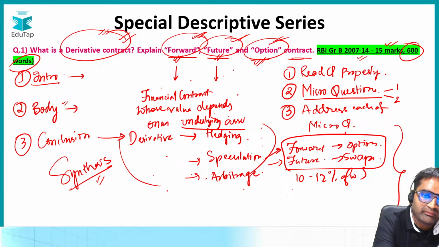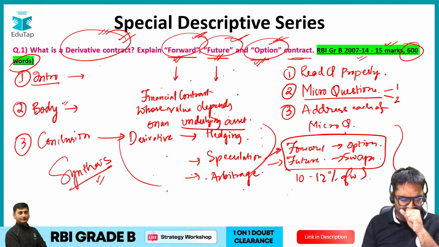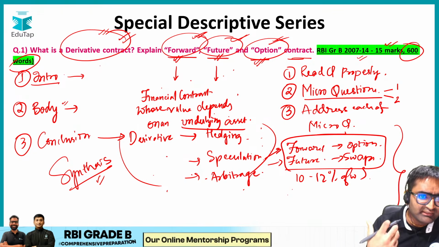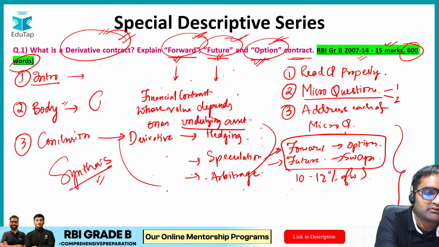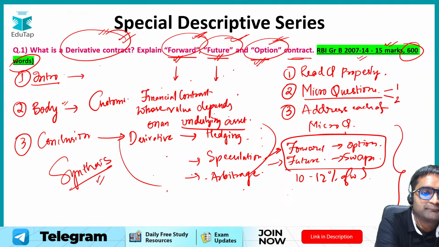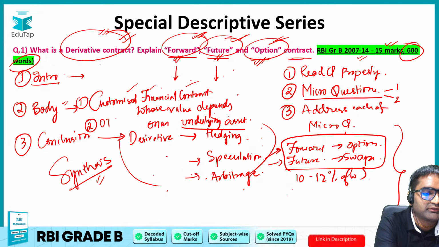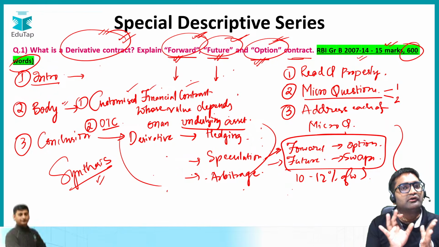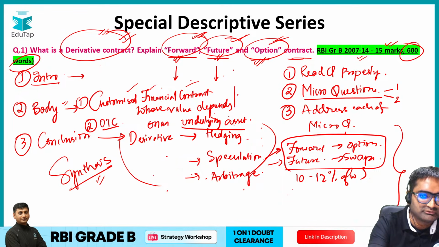Now, when you are defining a forward contract, you should be very specific that a forward contract is a customized contract. So you will add the word customized financial contract, so that would be forward. And the forward contract happens over the counter, wherein the parties are directly in contact with each other. They are not going for this contract through any stock exchange. So that needs to be mentioned.